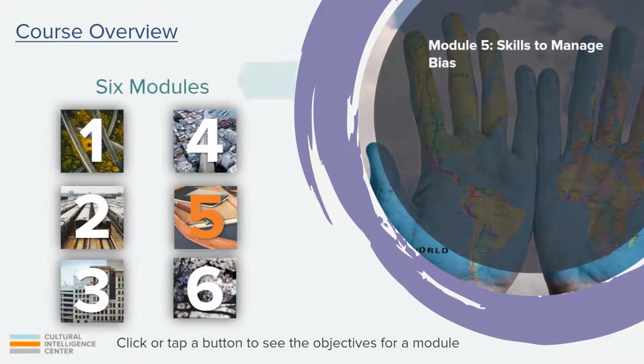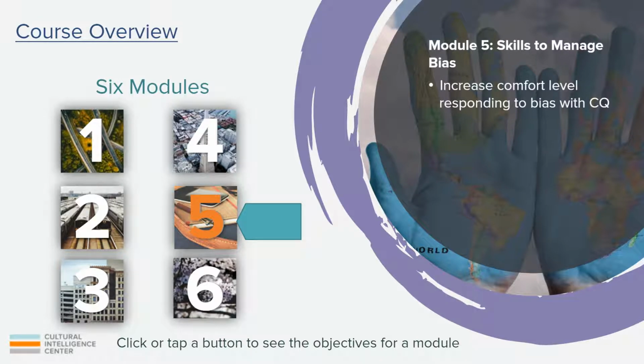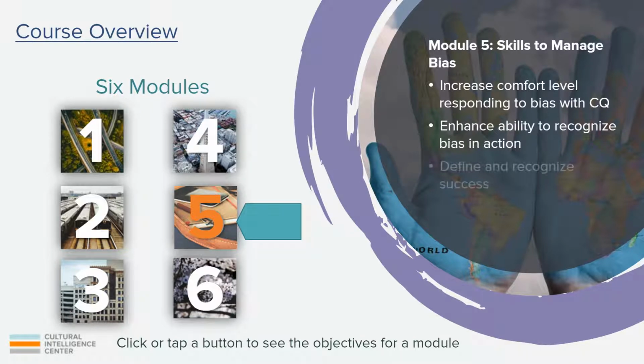Module 5, Skills to Manage Bias. After completing Module 5, you will be able to increase your comfort level by responding to bias with CQ. You will enhance your ability to recognize bias in action, and you will be able to define and recognize success.